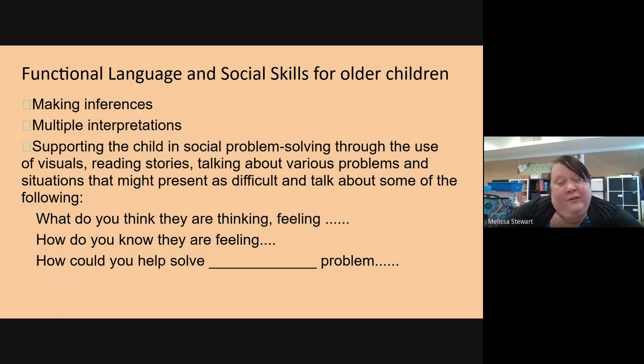Functional language and social skills for older children. For those of you who might have older children in the home, making inferences is an example of functional language. So helping them reach a conclusion based on the evidence and reasoning, like what's right in front of them. Understanding multiple interpretations. So it's important for children to understand multiple perspectives and help them learn that different people have different experiences and possibly a different point of view than their own. And also different contexts and experiences can affect the understanding.